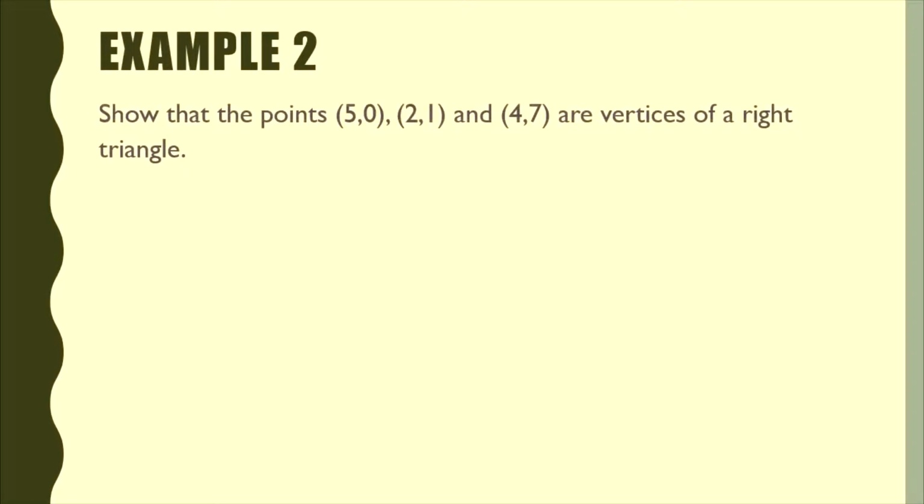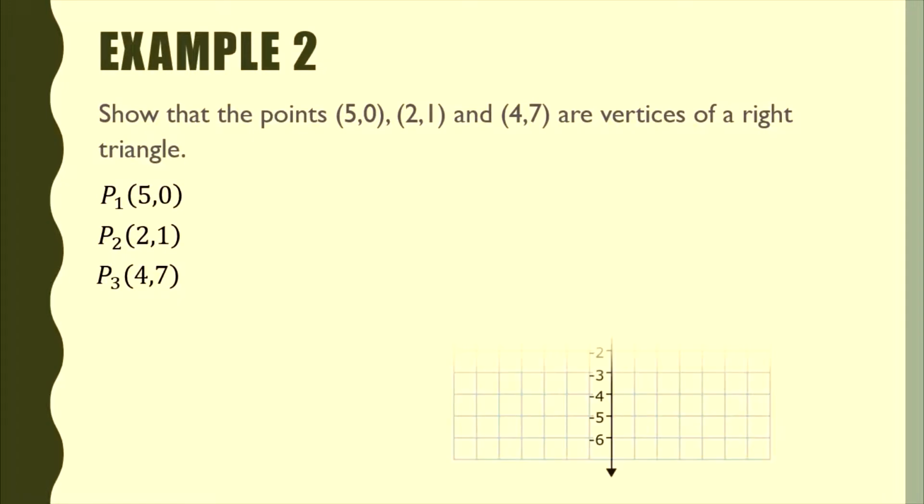So our problem here is, we have to show that the points 5, 0, 2, 1, and 4, 7 are vertices of a right triangle. So first, identify the points. We have p sub 1 as 5, 0, p sub 2, which is 2, 1, and p sub 3, which is 4, 7. Next is we are to plot these points in the Cartesian plane.